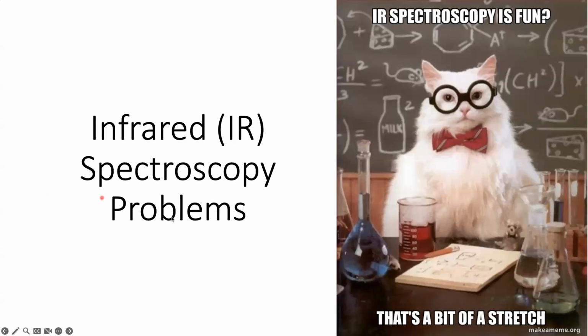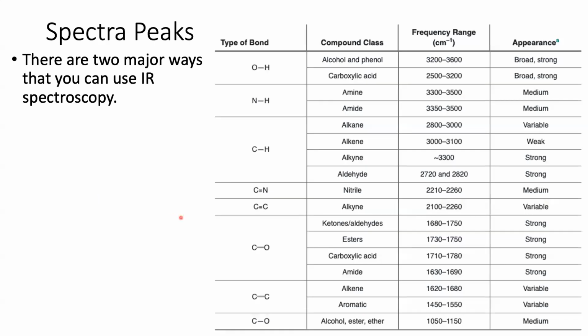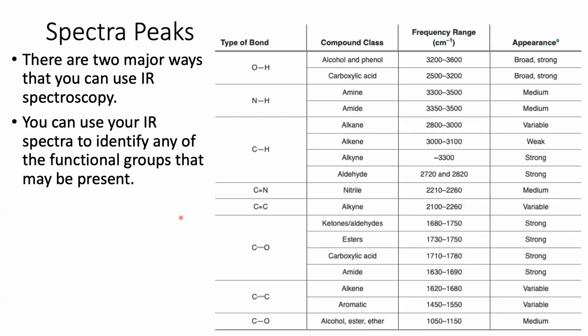Hello, everyone. Today we're going to be going through a quick couple examples of how you can use IR spectroscopy to really solve some real chemical problems. So again, as a quick review, there's going to be two major ways we can use our IR spectroscopy. First, we can use our spectra to identify any functional groups that may be present in a molecule. This will go a long way, especially when paired with NMR, to try and determine the true chemical structure of an unknown species.